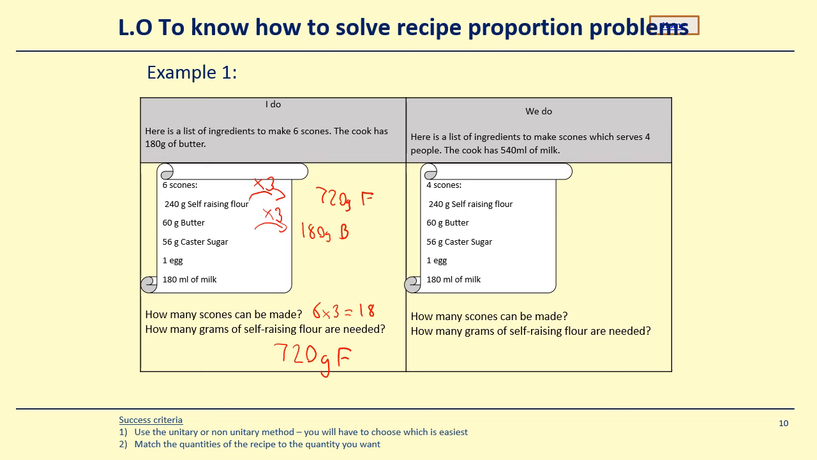Okay, so for the next one, it says he's got 540 ml of milk, so he's actually got 3 times the amount of milk. So he's got 3 times the milk, which means he can make 3 times the scones. So 4 times 3 gives me 12. So really well done if you got that correct. And how many grams of self-raising flour are needed? Well, he's going to need 3 times the amount, so 240 times 3, which again gives me 720 grams. Really well done if you got both of those right.